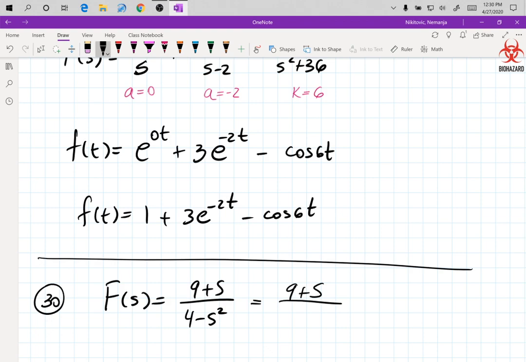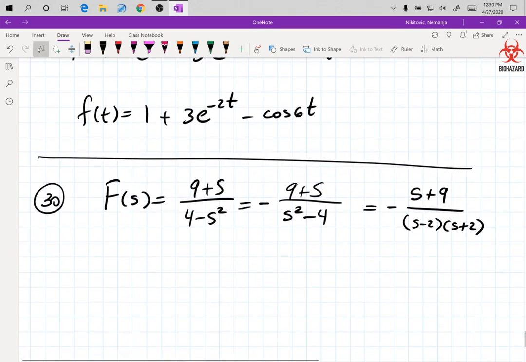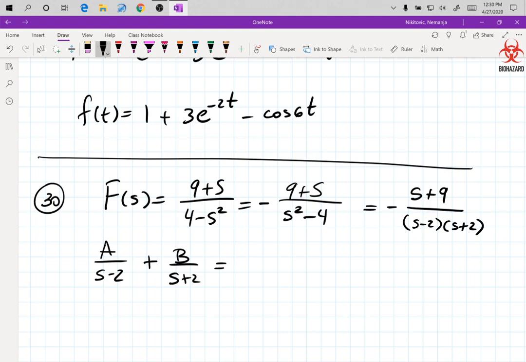Well, when I switch these, we'll have a minus in front of the whole thing, and I'll have s squared minus 4. So this is s plus 9. There's a minus there in front, and then you have s minus 2 times s plus 2. So my partial fraction setup is A over s minus 2 plus B over s plus 2 to be negative s minus 9 over s minus 2 times s plus 2.